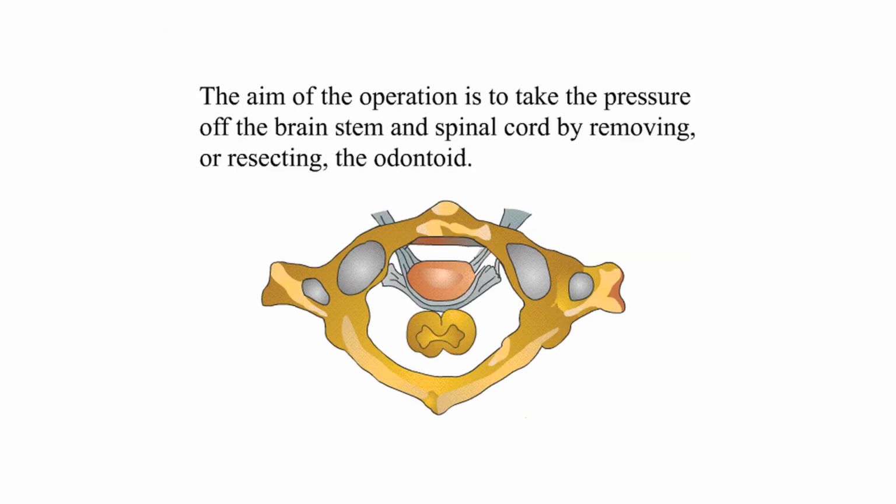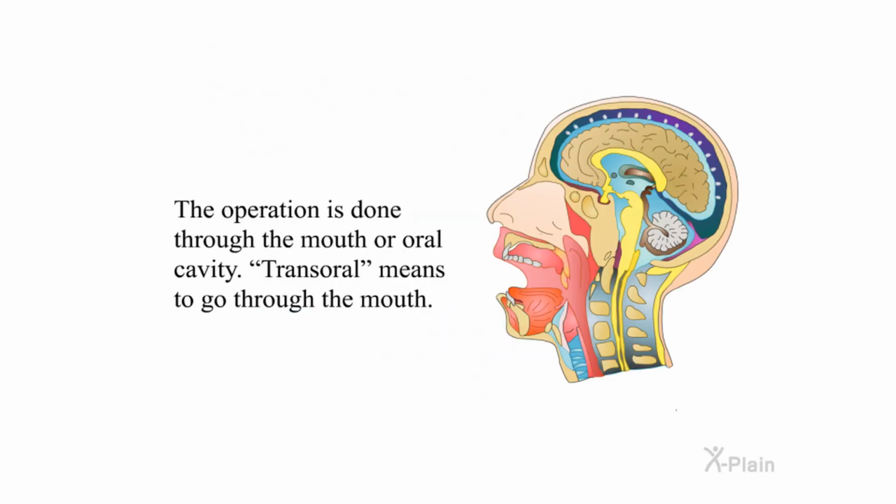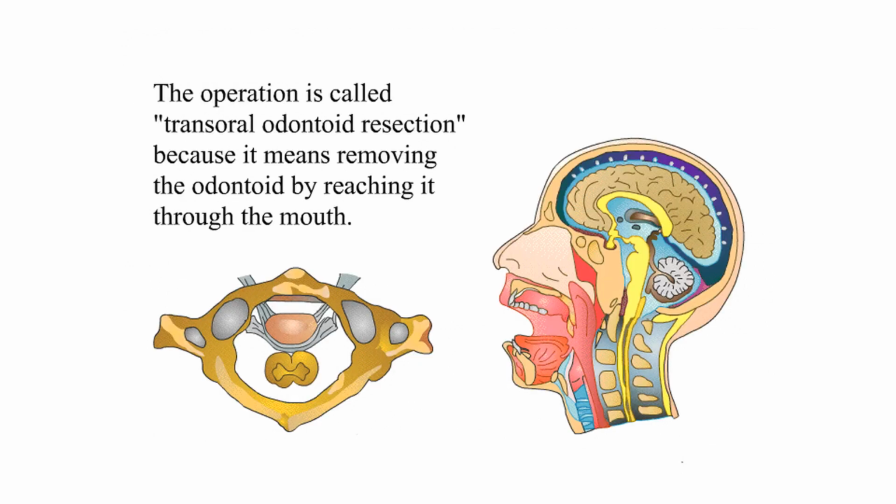Procedure. The aim of the operation is to take the pressure off the brainstem and spinal cord by removing or resecting the odontoid. The operation is done through the mouth or oral cavity. Transoral means to go through the mouth. The operation is called Transoral Odontoid Resection because it means removing the odontoid by reaching it through the mouth.